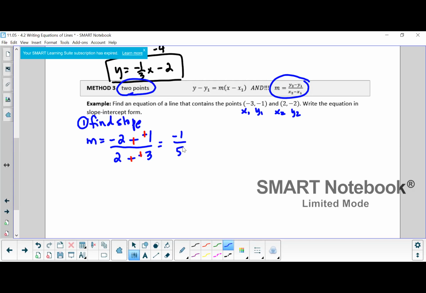So now that I have the slope, I'm going to switch back over to method 2. So I'm going to plug slope and 1 point into this formula for method 2.